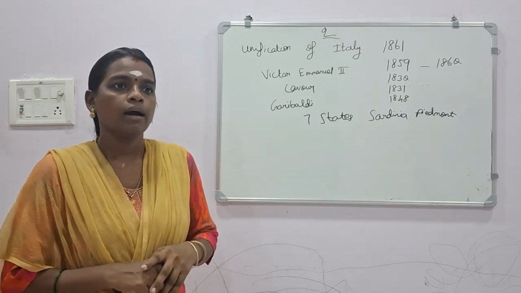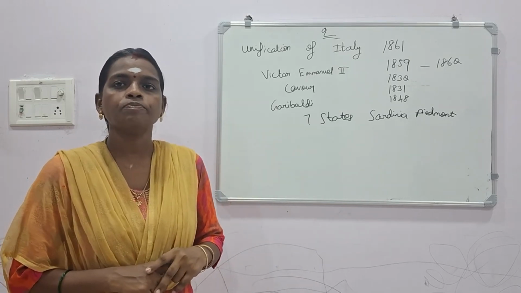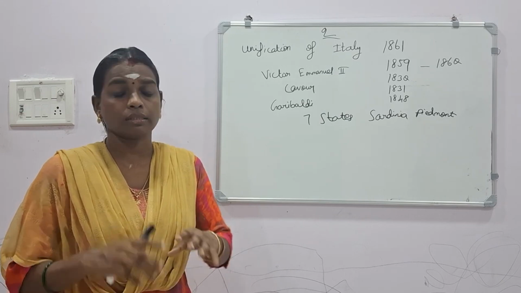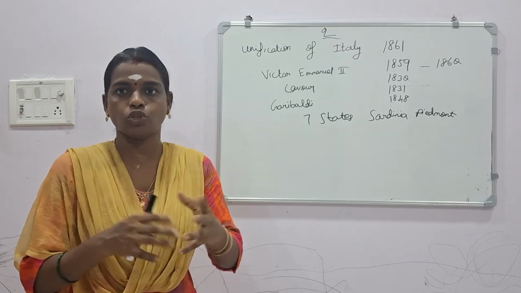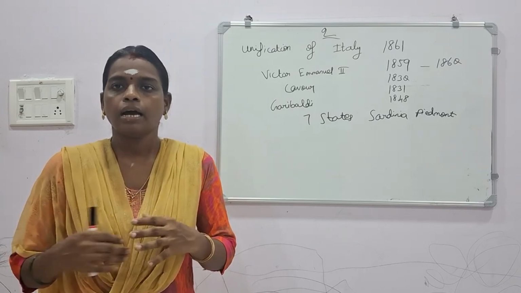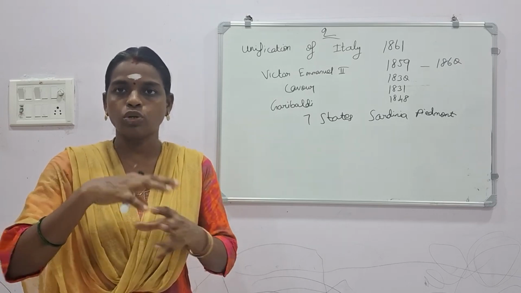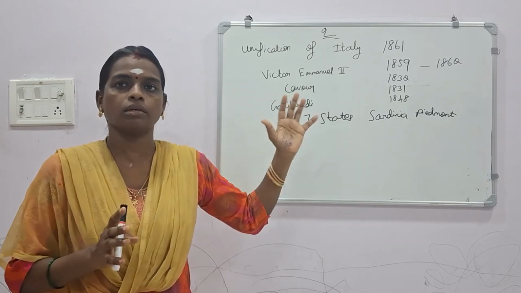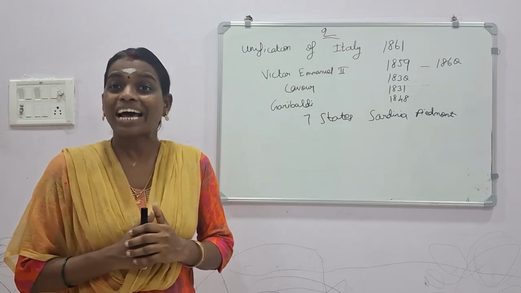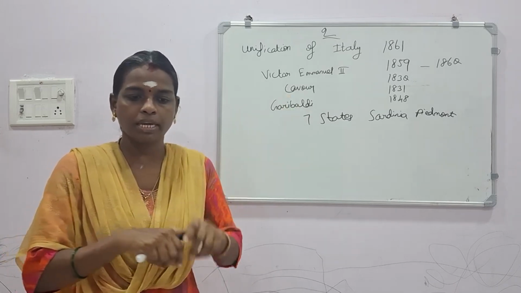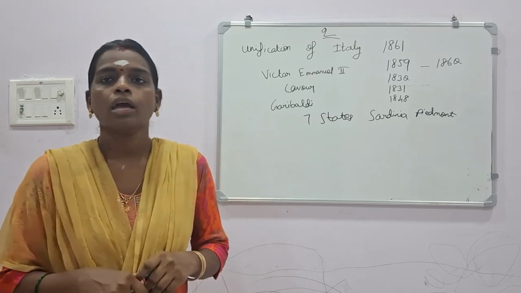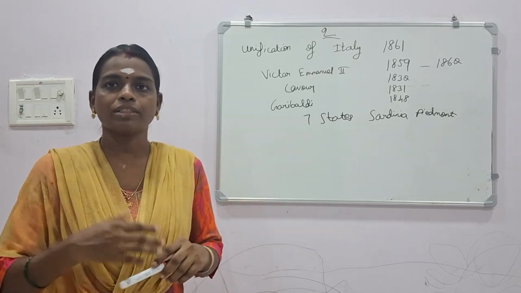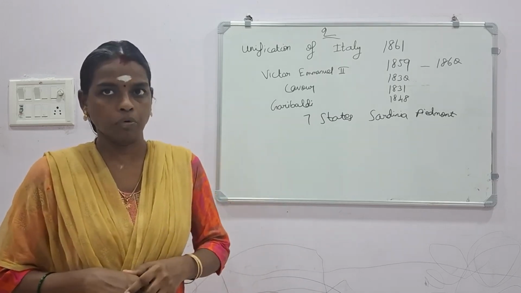First thing, in Italy, the same thing happened like Germany, which was also scattered, and they needed a unified country. The same thing here also. The country was fragmented. Fragmented means it was scattered, and they wanted to unify the country. For that they did a revolt.